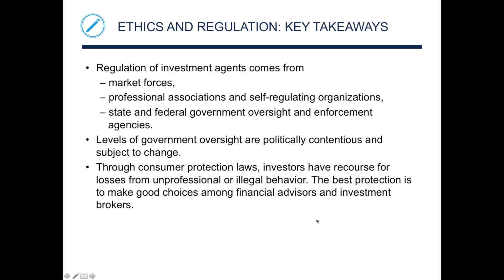Regulation of investment agents comes from market forces, professional associations, and self-regulating organizations, SROs, like FINRA, state and federal government oversight and enforcement agencies like the CFPB, Consumer Financial Protection Bureau, and the SEC, the Securities and Exchange Commission. Levels of government oversight are politically contentious and subject to change. Through consumer protection laws, investors have recourse for losses from unprofessional or illegal behavior. The best protection is to make good choices among financial advisors and investment brokers.